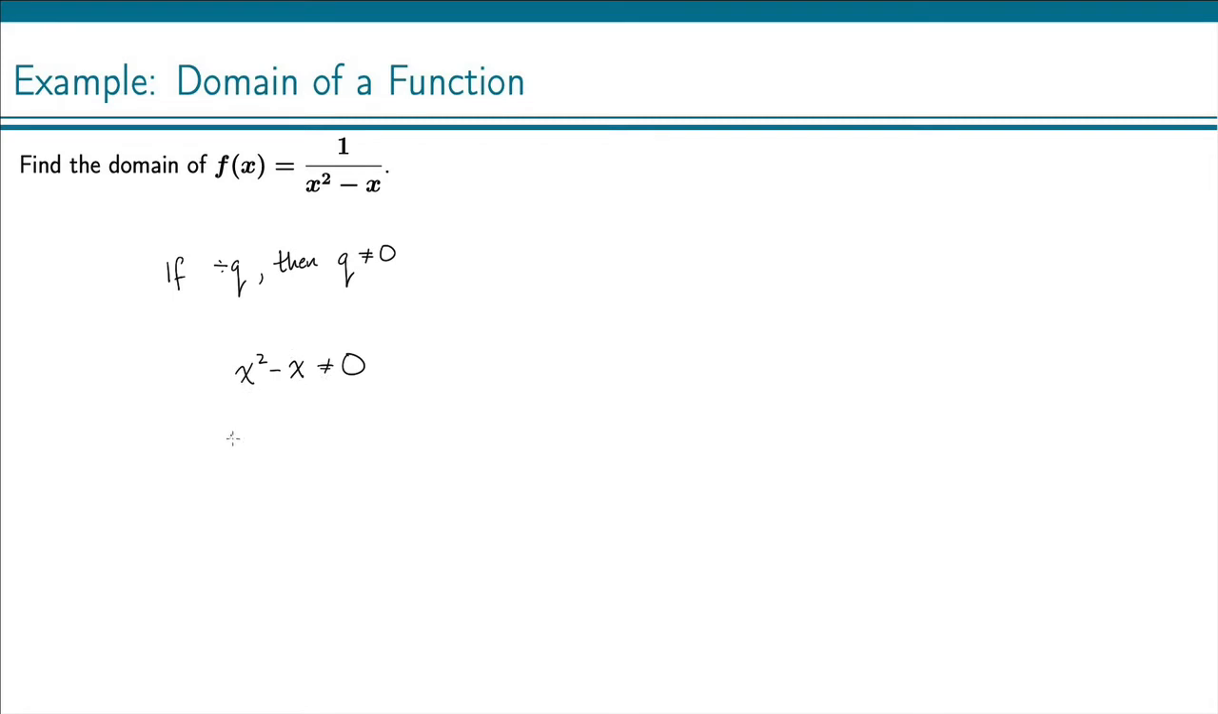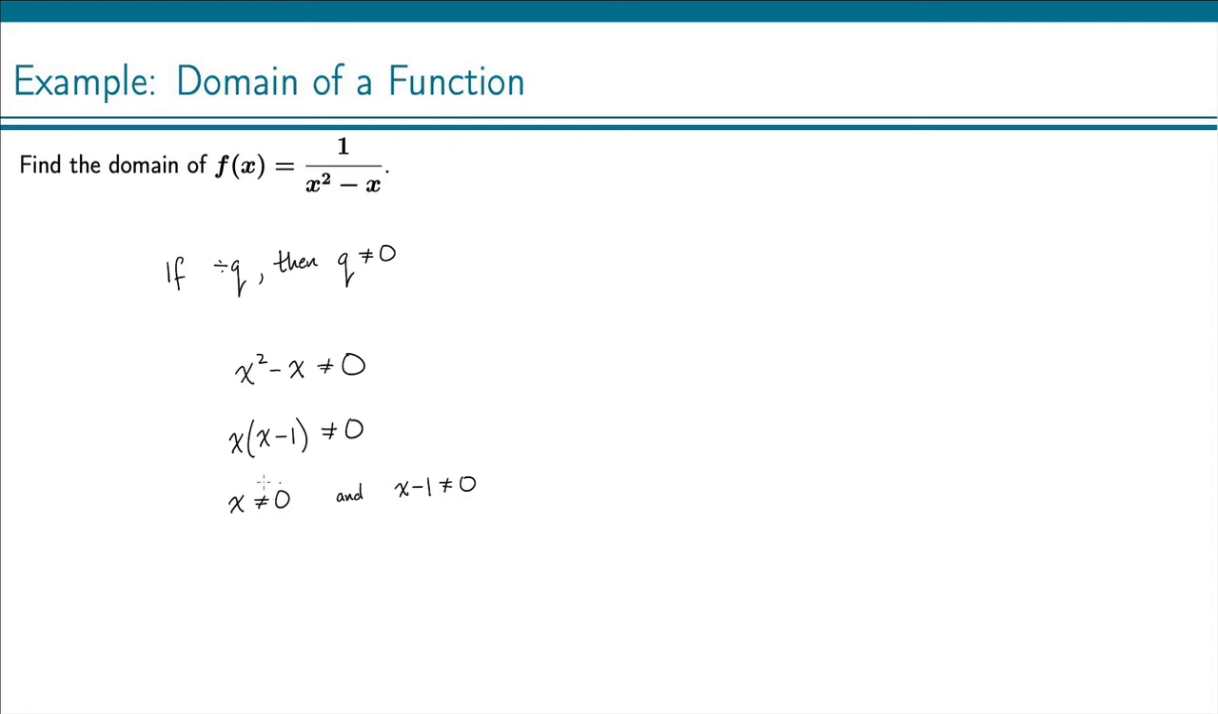So we're going to factor this. We factor an x out, and we get x times x minus 1 cannot equal 0. And this is a product here, so we're going to use the zero product property, which says that if you are multiplying two things, the only way to get 0 is if one of those things is 0. So that would be x or x minus 1. So this splits into two things: x cannot equal 0 and x minus 1 cannot equal 0.